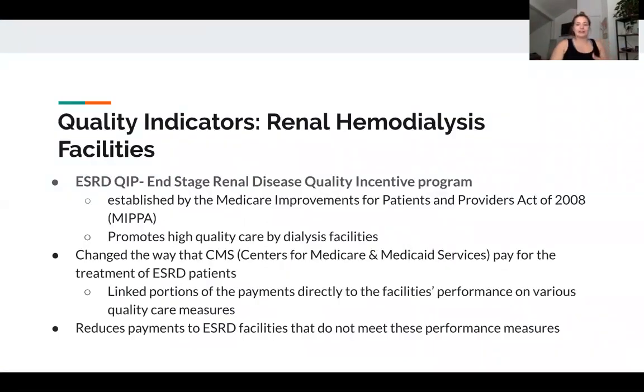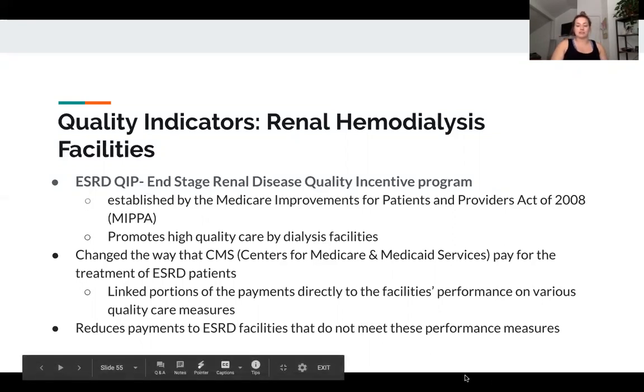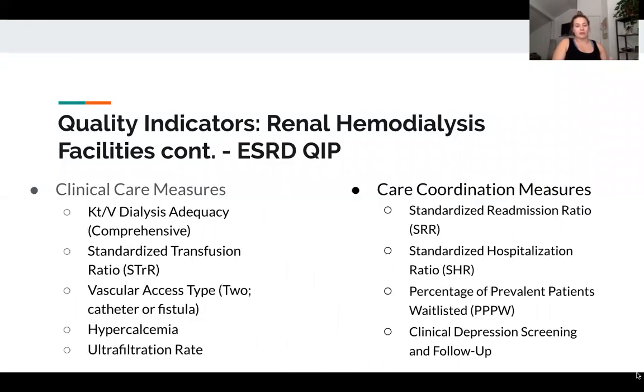So now some quality indicators for these hemodialysis centers. Since he's going to a hemodialysis clinic, this was passed in 2008, so it's a quality incentive program for these hemodialysis centers. So it promotes these higher quality standards of care than was previously seen in these outpatient centers. It changed the way that Medicare and Medicaid services paid for the treatment of end-stage renal disease patients. So it just depends on now these quality care measures that they have to meet in order to get the payments. And on the next slide, we have some of these quality care measures.